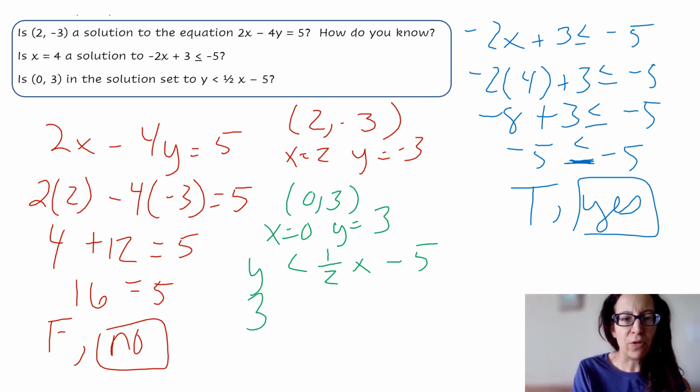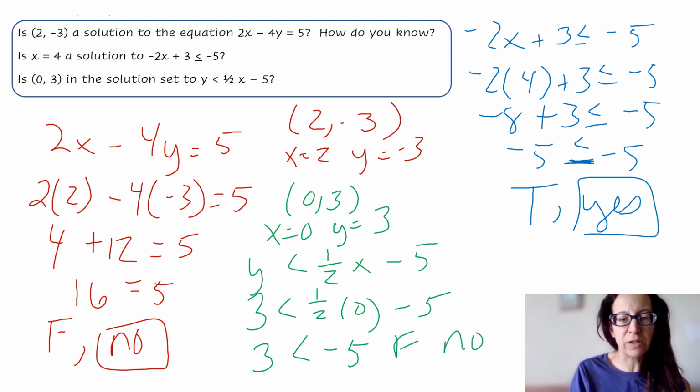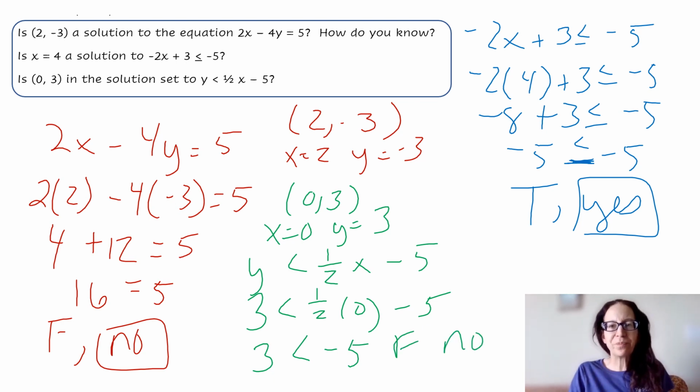And I get 3 is less than 1/2 times 0 minus 5. So 3 is less than -5, which is false. And so the answer is no.